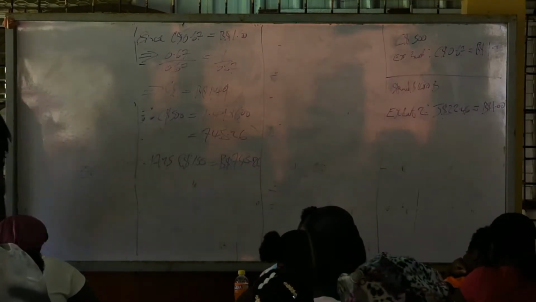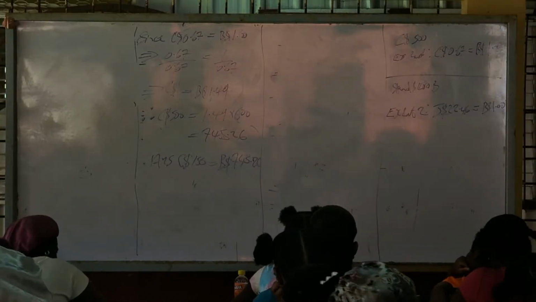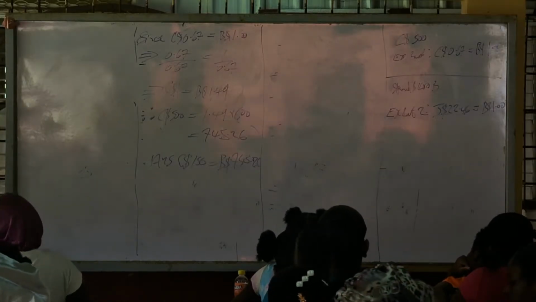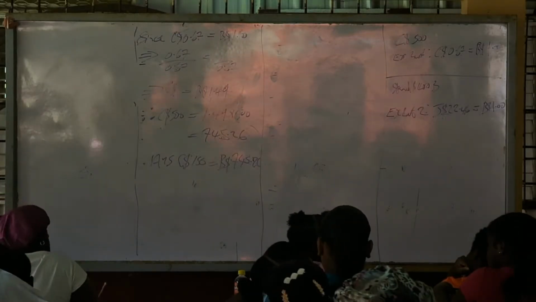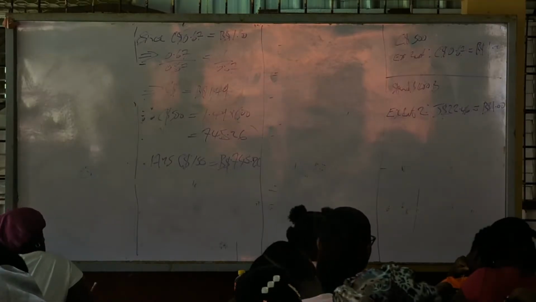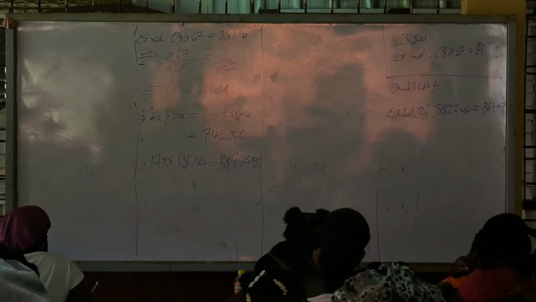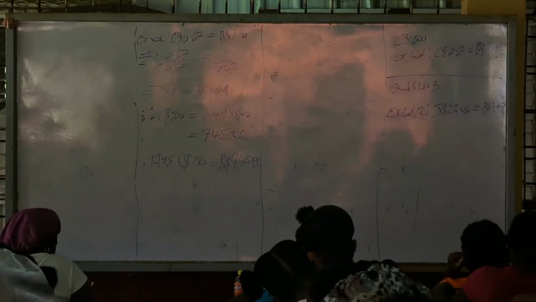Let me see. The calculator looks like it wants a drink. Come. 1. Oh. $745.